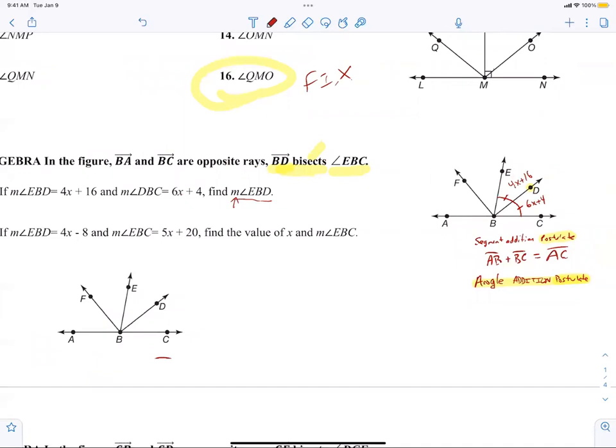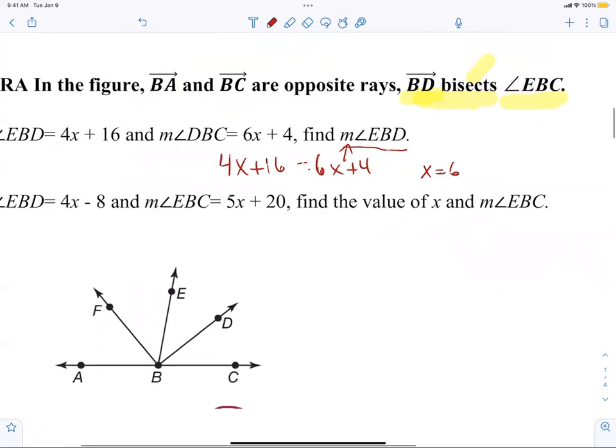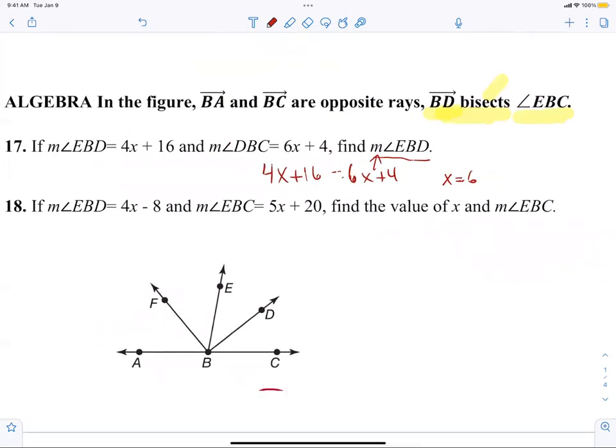Go. 4x plus 16 equals 6x plus 4. Yes, thank you. 4x plus 16 equals 6x plus 4. Beautiful. All right, and because we are experts, we can do the mental math. Did someone else agree x equals 6? I agree. Okay, is that the answer? No, not this time. All right, we have to go back and read the question.